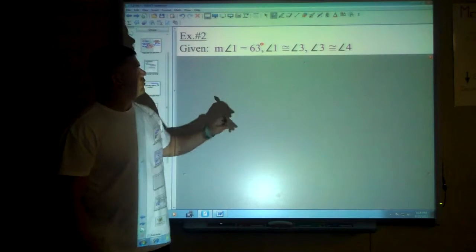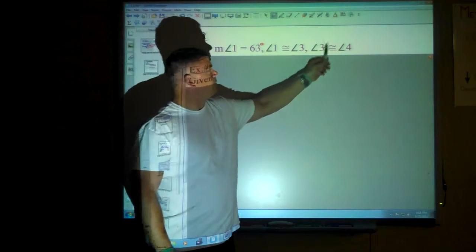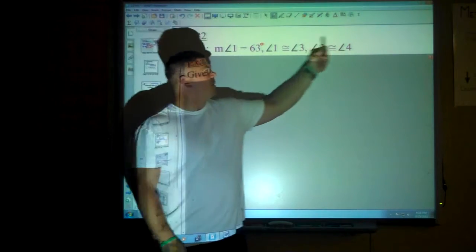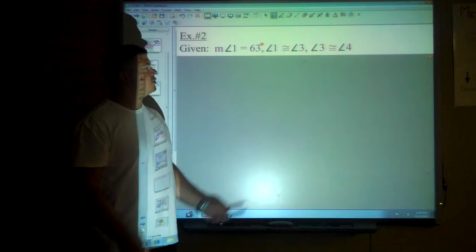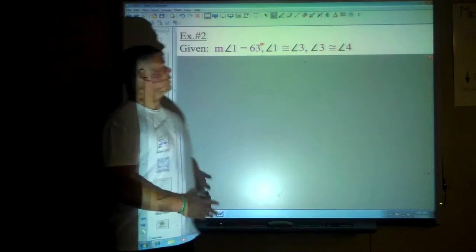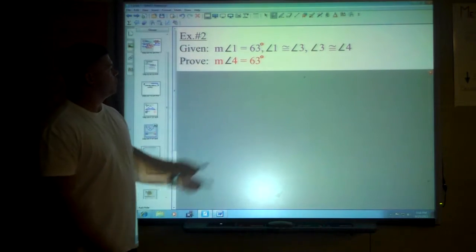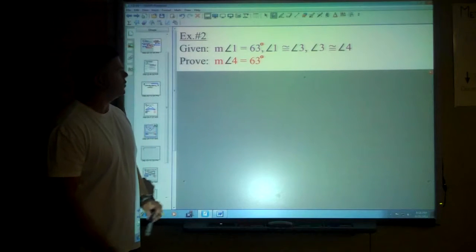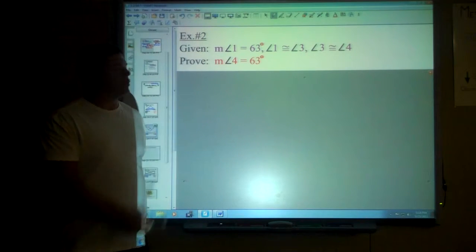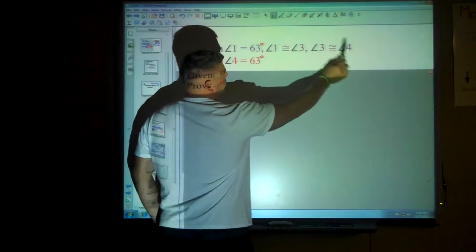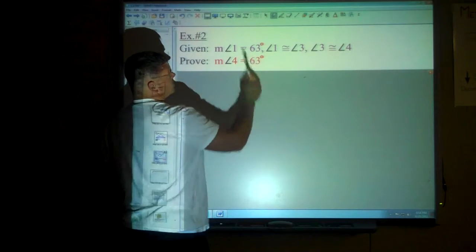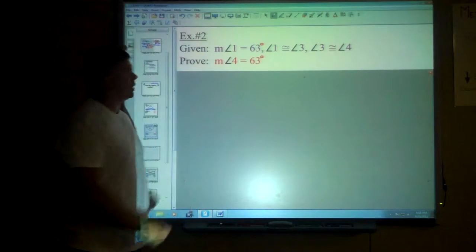Okay, put some values in here. Measure of angle 1 is 63 degrees. 1 and 3 are the same, 3 and 4 are the same. What can you tell me about 1 and 4 right now? That they are going to be the same, they're congruent to each other because of the transitive property of congruent angles. Right? We're trying to prove that angle 4 is the same as 63 degrees. You don't need a whole diagram to look at this logically. If 1 is the same as 3 and 3 is the same as 4, then 1 is going to be the same as 4. And if 1 is 63, that means that 4 has to be 63.